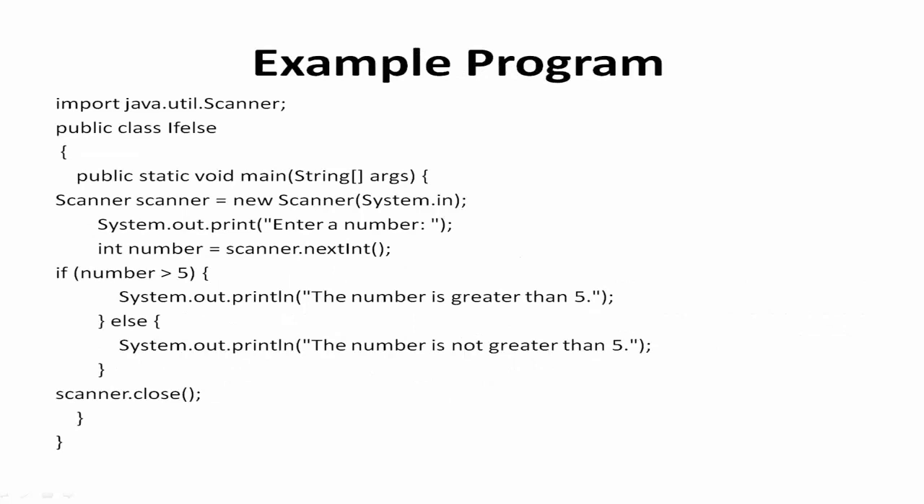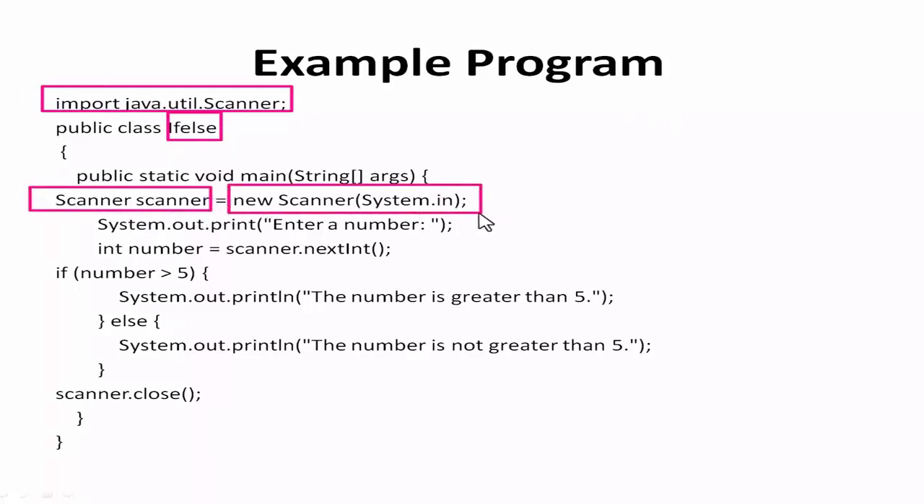Here you have an example program. In this program, the name of the class is IfElse. By using the Scanner, you are going to accept the input through the keyboard. The Scanner object is created as scanner equal to new Scanner(System.in), which accepts the value through the keyboard. The user should know to enter a number, so you ask: enter a number.